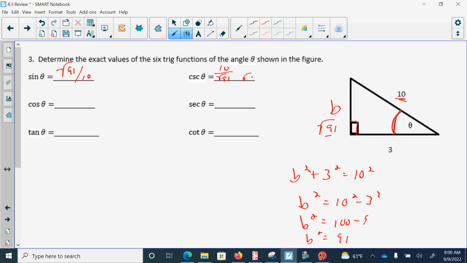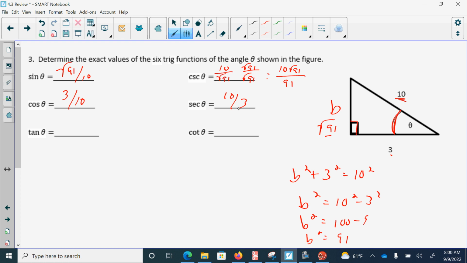You need to rationalize. So multiply by the square root of 91 over the square root of 91. The numerator will be 10 times the square root of 91. The denominator is just 91. To find the cosine, I'm going to do the adjacent, which is 3, over the hypotenuse, which is 10. And then the secant will be the reciprocal, which will be 10/3.